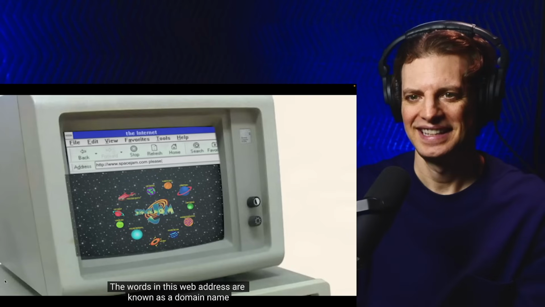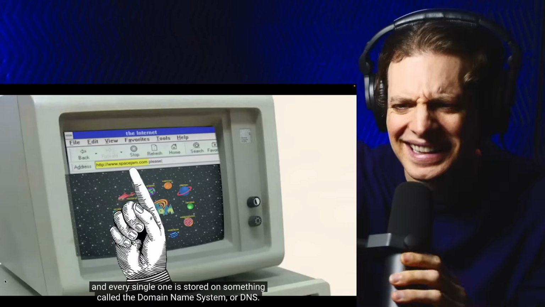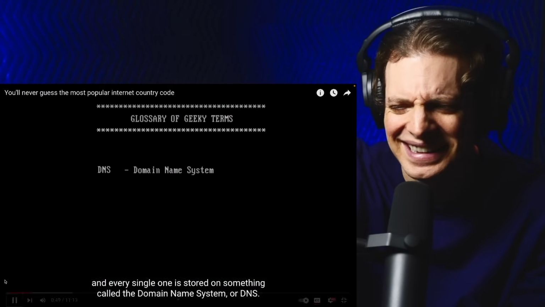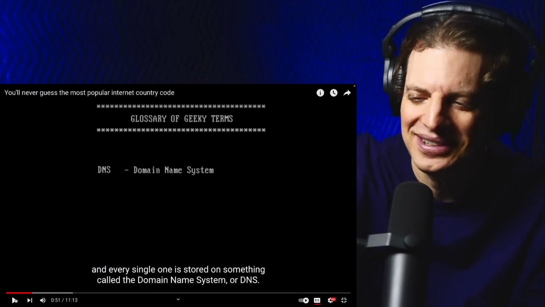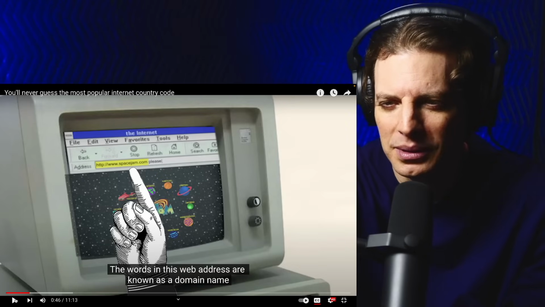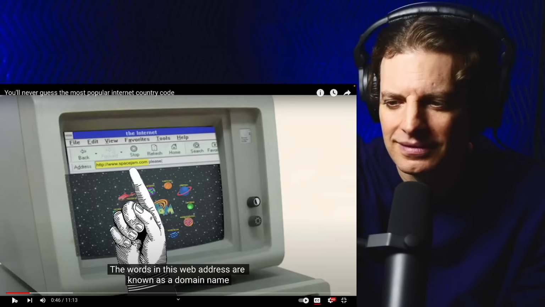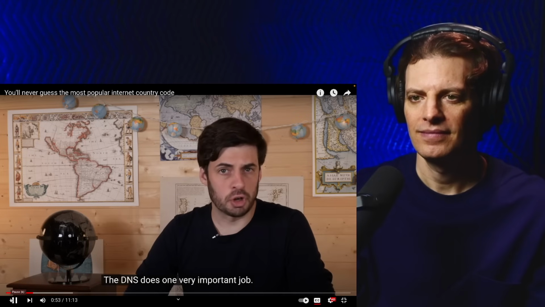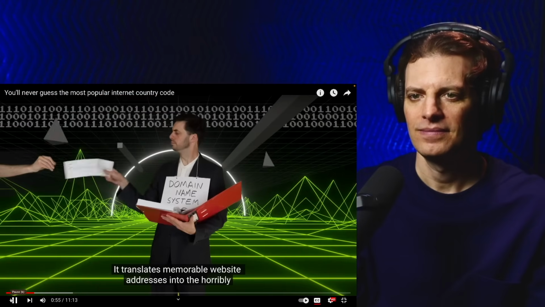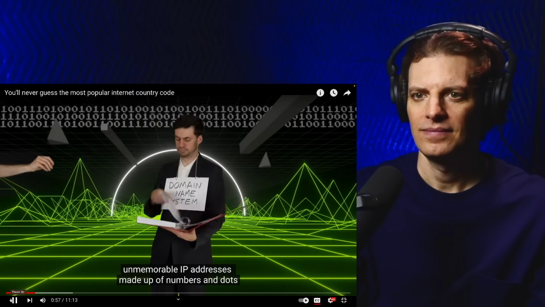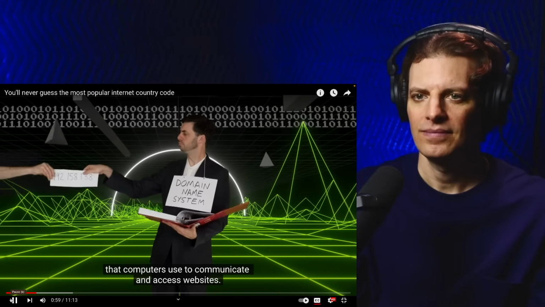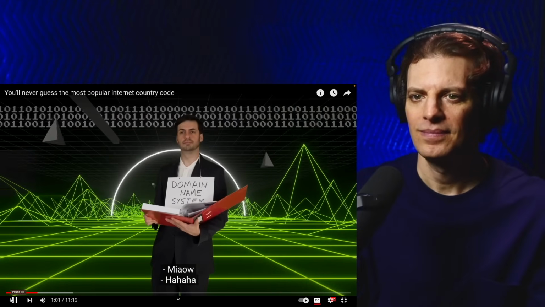The words in this web address are known as a domain name, and every single one is stored on something called the domain name system, or DNS. Sorry to stop it, but it says www.spacejam.com. Please! Exclamation mark. The DNS does one very important job. It translates memorable website addresses into the horribly unmemorable IP addresses made up of numbers and dots that computers use to communicate and access websites.